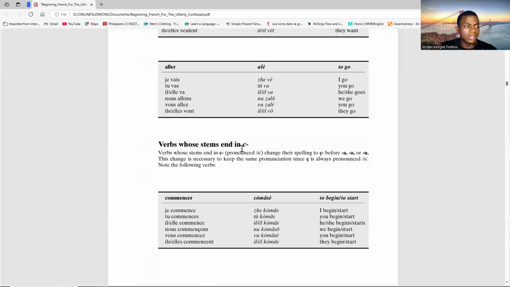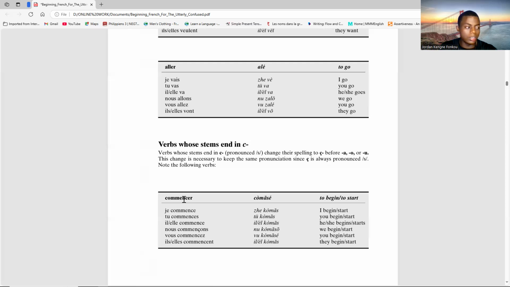Verbs whose stems end in C, pronounced like S, change their spelling. Now, this is a general rule. Whenever you have the letter C in French followed by A, O, or U, and you want it to sound like an S, like here in the verb commencer, this C sounds like an S, despite the fact that it is not an S. It's because of the vowel A that is just here.